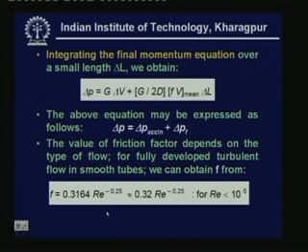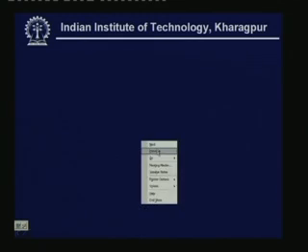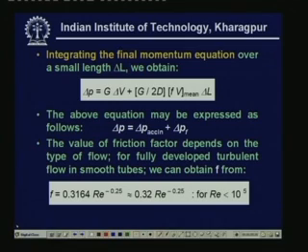So, integrating the final momentum equation over a small length delta L, we obtain this equation: delta P is equal to G into delta v plus G square by 2D into f mean into delta L. This is the total pressure drop for the small element, this is the pressure drop due to acceleration, and this is the pressure drop due to friction. So, the above equation can be written as delta P is equal to delta P acceleration plus delta P friction. The value of friction factor depends on the type of flow, and for fully developed turbulent flow in smooth tubes we can obtain f from this equation: f is approximately equal to 0.32 Reynolds number to the power of minus 0.25. So, if you know the Reynolds number, then you can find out the friction factor.